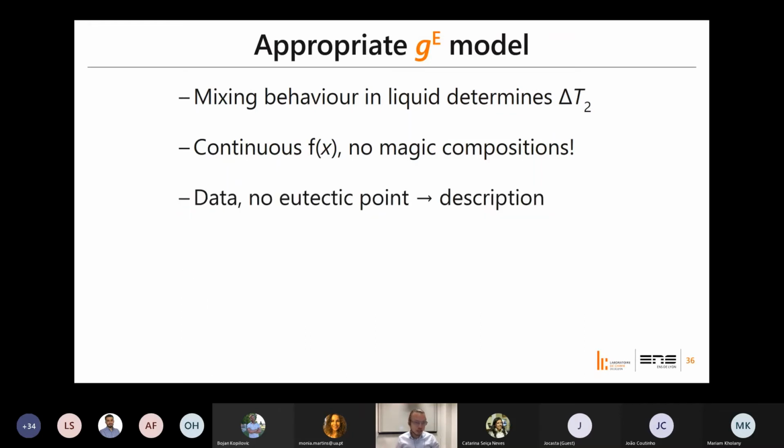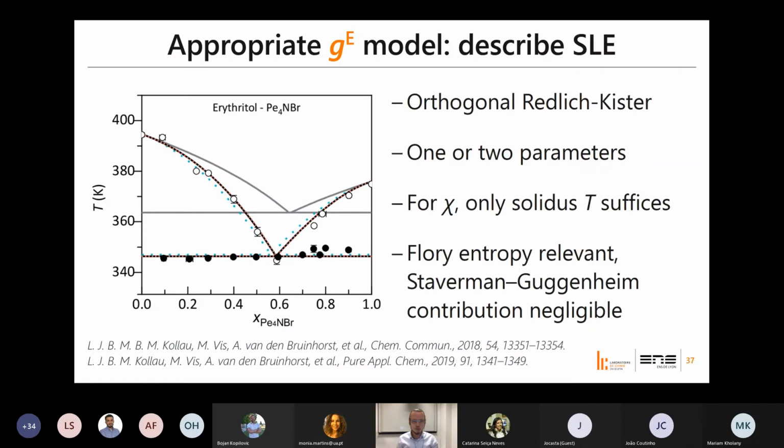So if you have data but no eutectic point, you need a description that is a continuous function of composition, just a Gibbs excess model. And that can then describe your data and extrapolate to the eutectic point. And we showed in Eindhoven that this is possible with quite simple models, actually. You can use just a Redlich-Kister with one or two parameters, and usually it fits the data quite well. If you only use the first parameter, it even suffices to use only the solidus temperature.